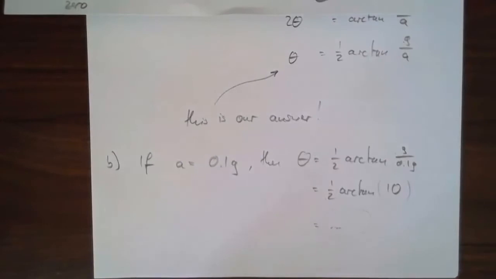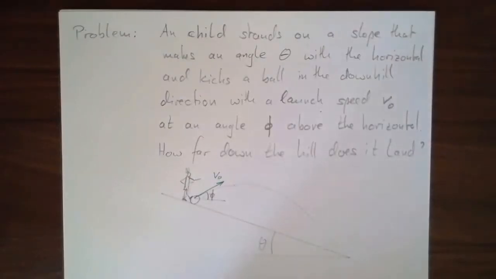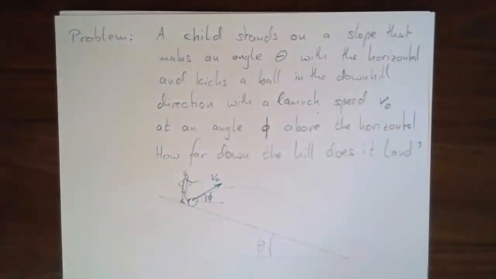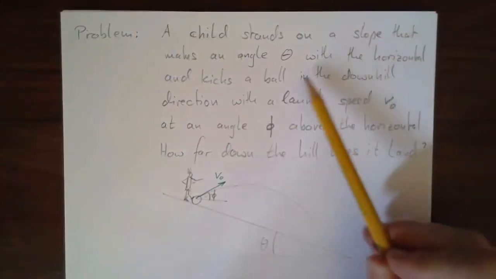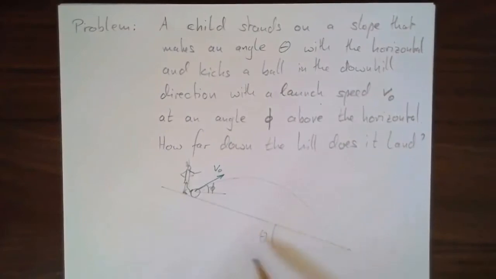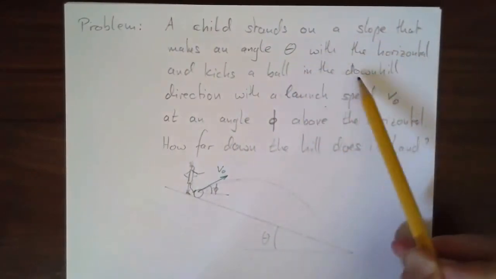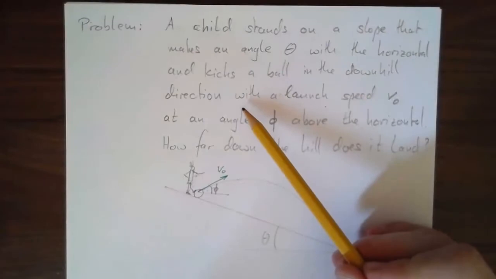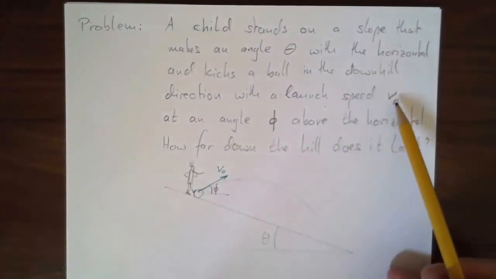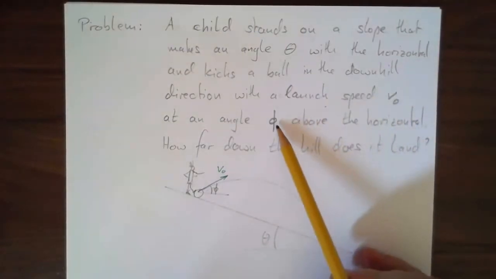Alright, so that was the first problem. Let's do another one. Here's our second problem, our fourth problem in total, I suppose. A child stands on a slope that makes an angle theta with the horizontal. I've drawn it down here. This is my slope, theta with the horizontal, and kicks a ball in the downhill direction. So this way, with a launch speed v0 at an angle phi above the horizontal.